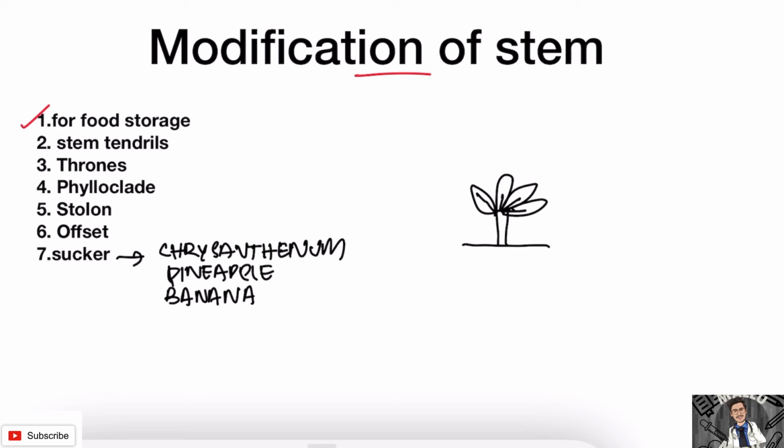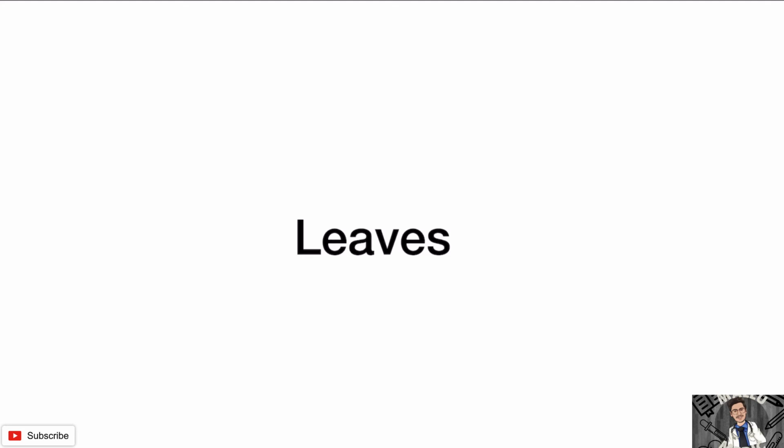So which is the stem? Do you think this is the stem? No, this is the pseudo stem. It's actually a leaf. But the actual stem of the banana plant lies beneath the soil. And from there, a branch arises, and this branch helps in the development of the next banana plant. So this type of modification of stem is known as sucker, and the examples are chrysanthemum, pineapple and banana. So now you have learned the root system and about the stems.